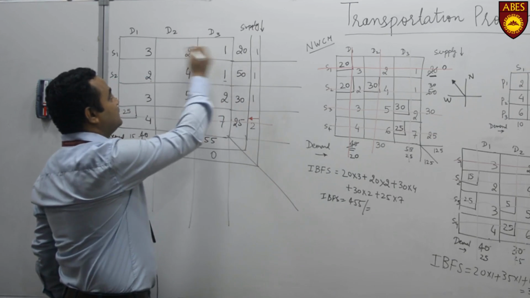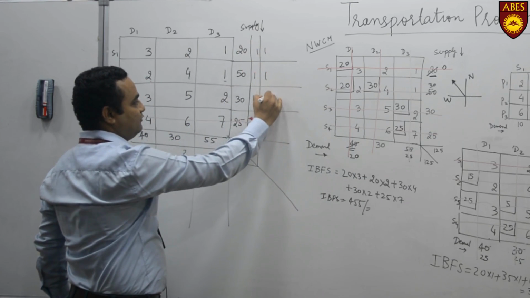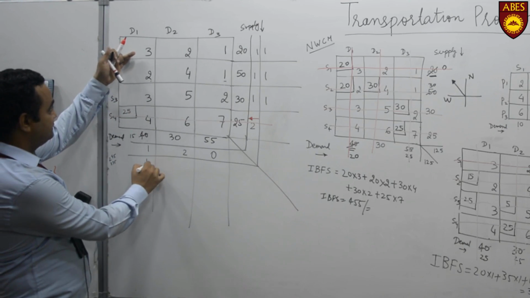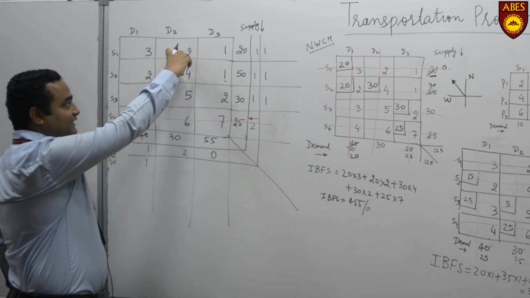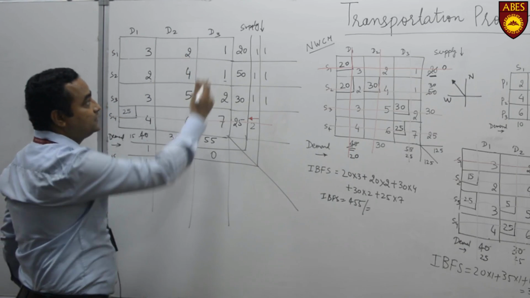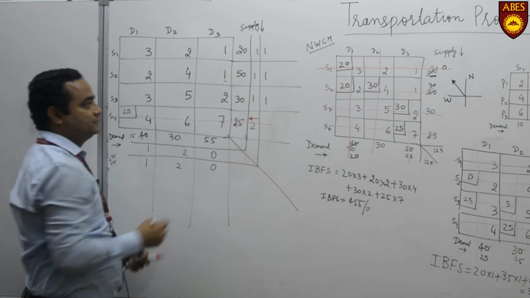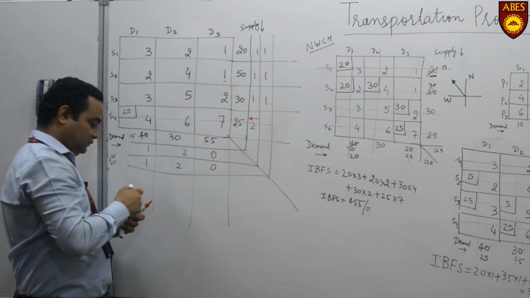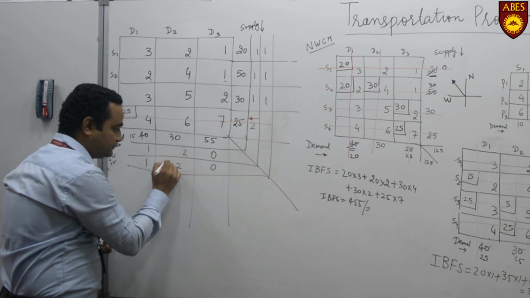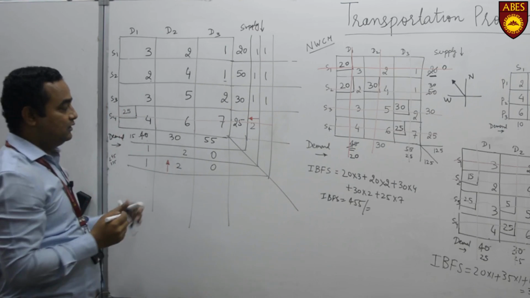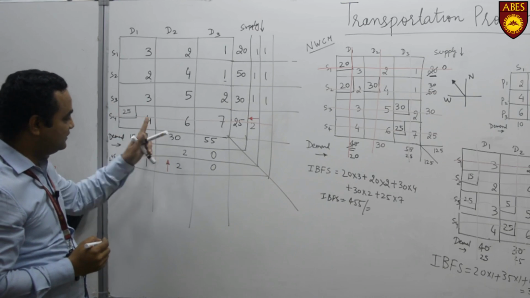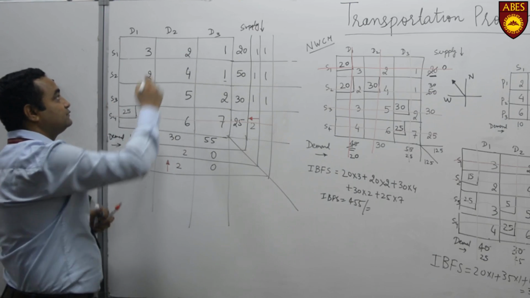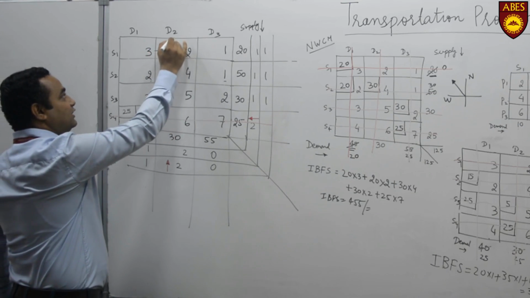Again take the differences, same 1, 1 and 1. Now go for the columns: 2 and 3, difference is 1. 2 and next value is 4, again difference is 2. 1 and 1, again difference is 0. Now we have to select the maximum value in the penalty, that is 2. So select this 2, put the arrow mark so that it is easily identified. We have to select this column. For this column we go for the minimum cell value, that is 2. So this is our value 2.